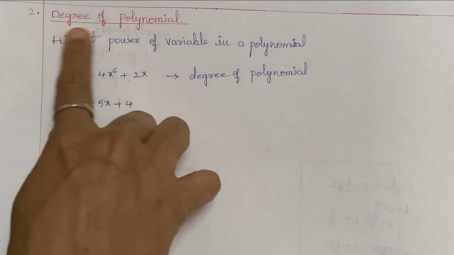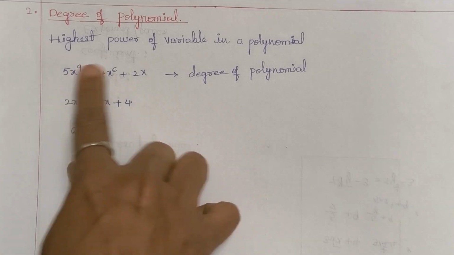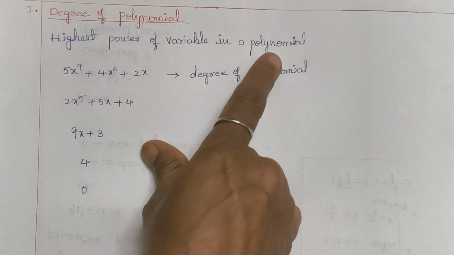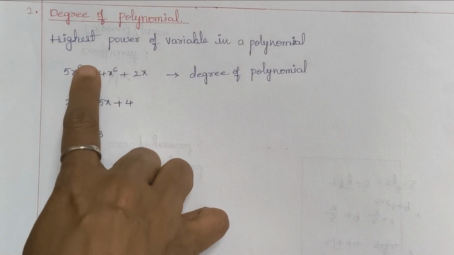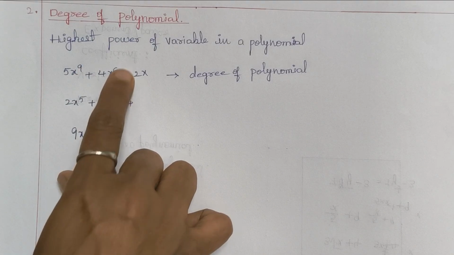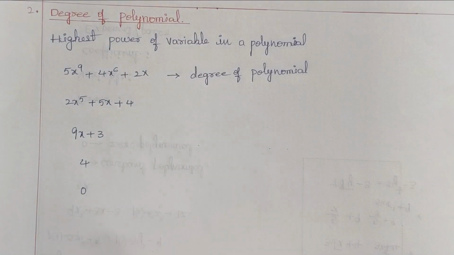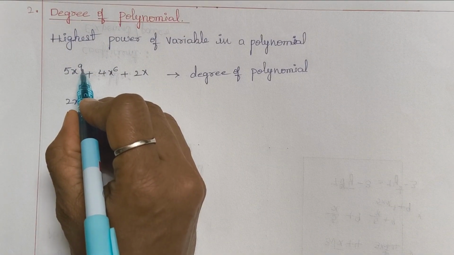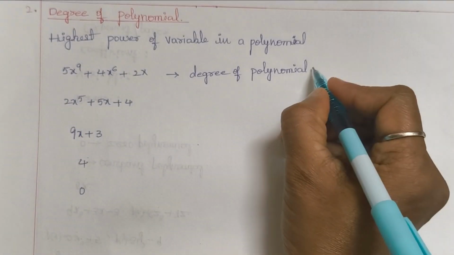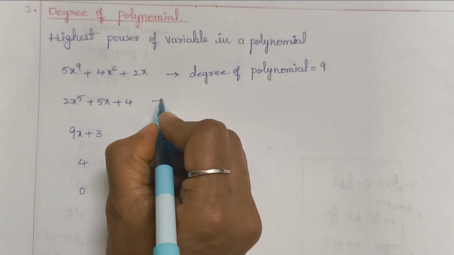Okay. Next, now we will learn the degree of the polynomial. What is the degree of the polynomial? The highest power of the variable in the polynomial. See here, this equation is 5x to the power of 9 plus 4x to the power of 6 plus 2x. In this one, what is the degree of the polynomial? You see the highest power. Here 9 is the highest power. So the degree of the polynomial is 9.